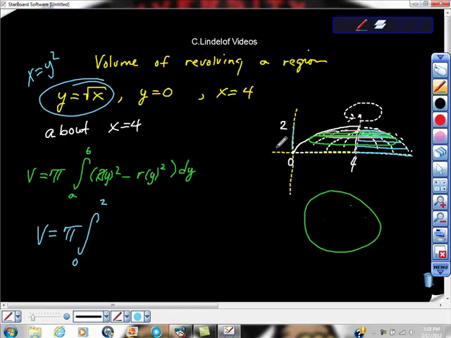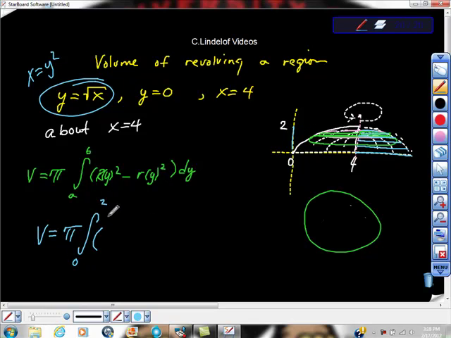I'm looking at this thing as if I had spun it this way, right? 0 to 2 of, well, what is that radius? The radius from here to here is 4, isn't it? Right? It's 4, and then I'm going to go up. That's why this change in y, right? I'm going to go up until I get to a height of 2.